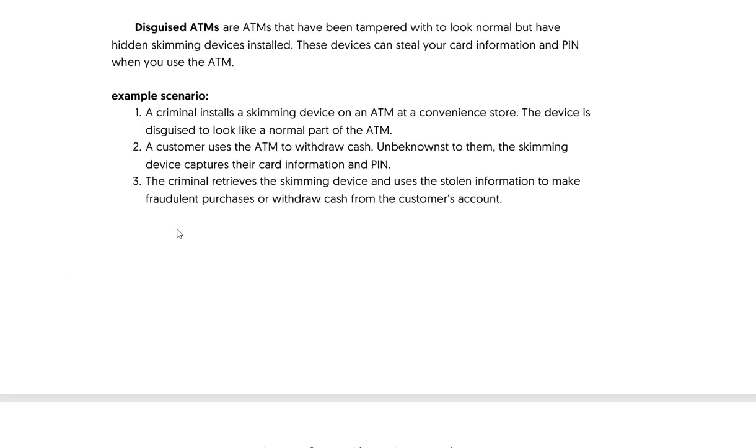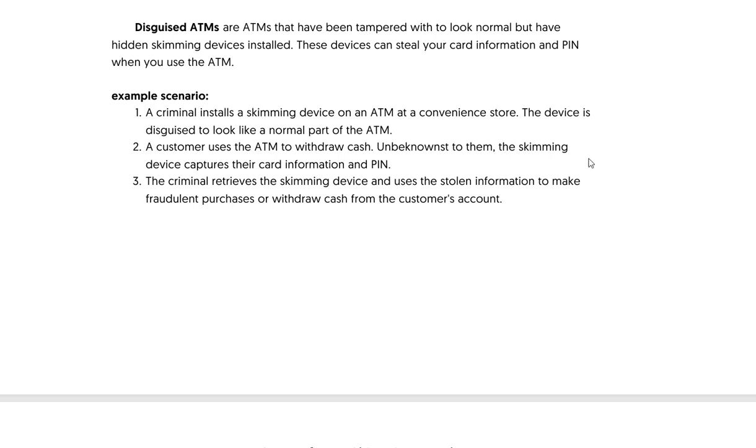One scenario that we can explain here is that a criminal installs a skimming device on an ATM machine at a convenience store. The device is disguised to look like a normal ATM machine. A customer uses the ATM to withdraw cash.